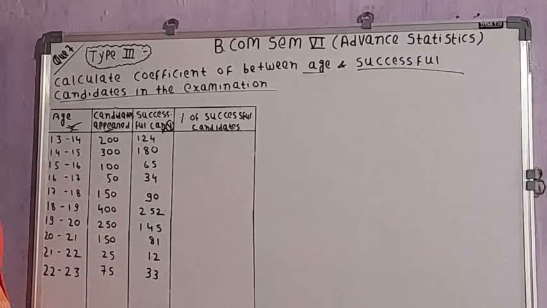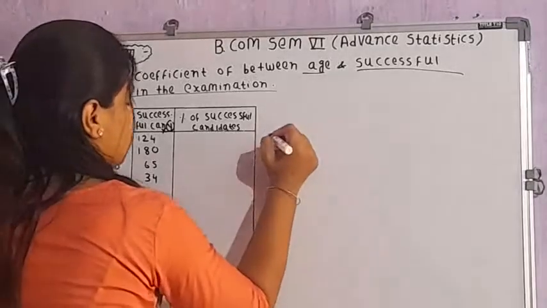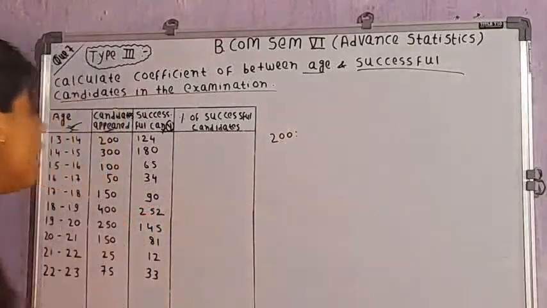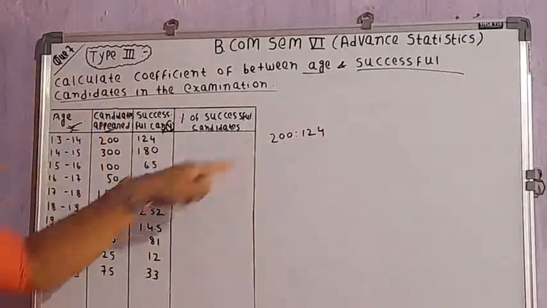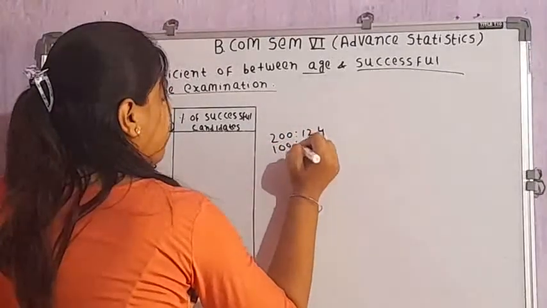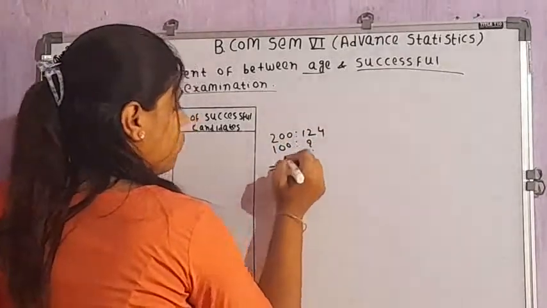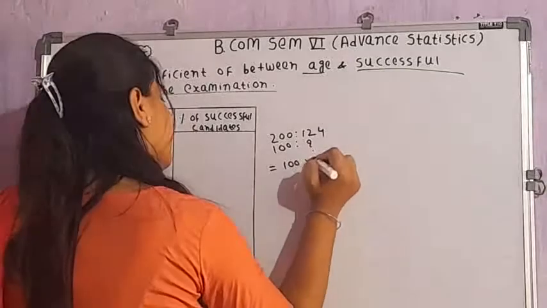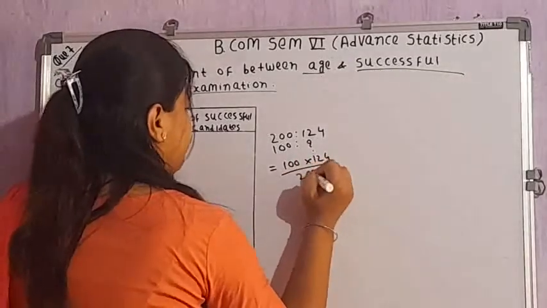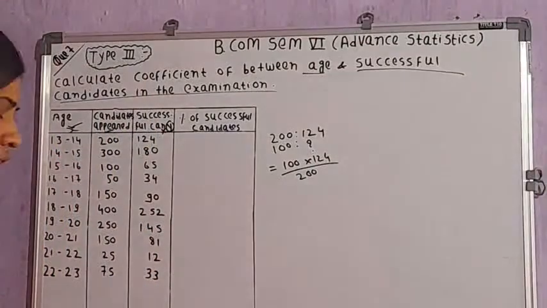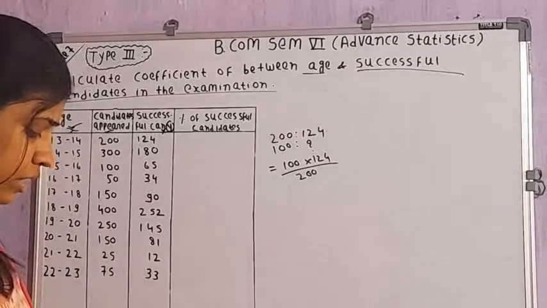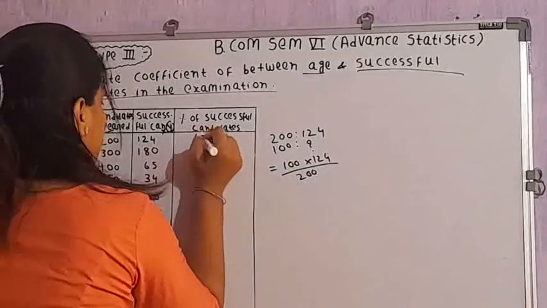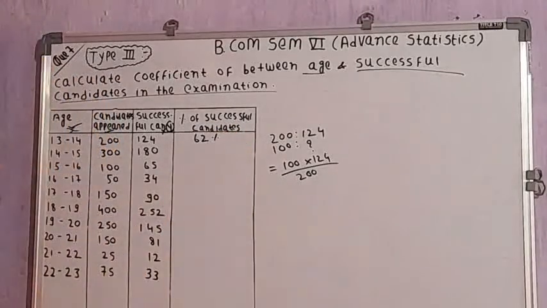So let's see how we are going to calculate the percentage of successful candidates. How many candidates have appeared in the examination? 200. How many candidates have been successful in the examination? 124. When 200 is 100%, 124 is how many percent? Now we have to do cross multiplication, that is 100 into 124 divided by 200. How much are we going to get? 100 into 124 divided by 200, we will get 62%. So this 62% is the percentage of successful candidates.